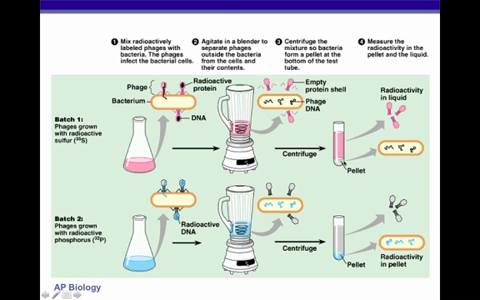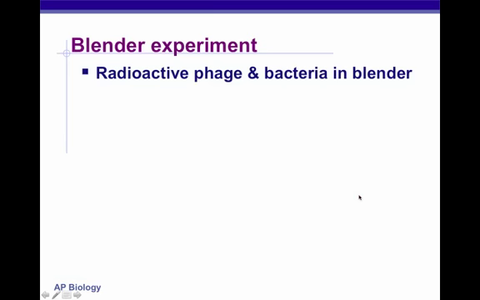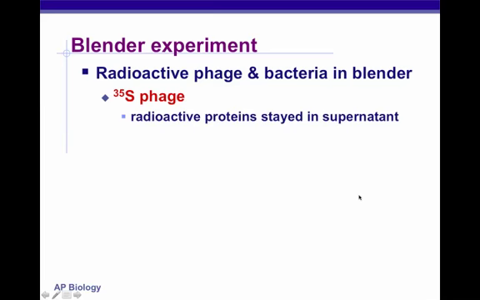So the pellet is going to contain the cells, and here this part, the pink part, will contain the medium, which for this is the pink sulfur-labeled protein. Down here you have the DNA-labeled cells, because the DNA was injected into the cells where the protein is not injected into the cells. So the radioactive phage and the bacteria in a blender. So the sulfur phage, radioactive protein stayed in the supernatant. That's the liquid that's not the pellet after it's been centrifuged. The liquid is called a supernatant.